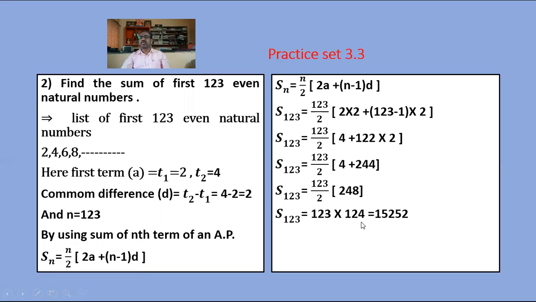This product is 15,252. Therefore, the sum of the first 123 even natural numbers is 15,252.